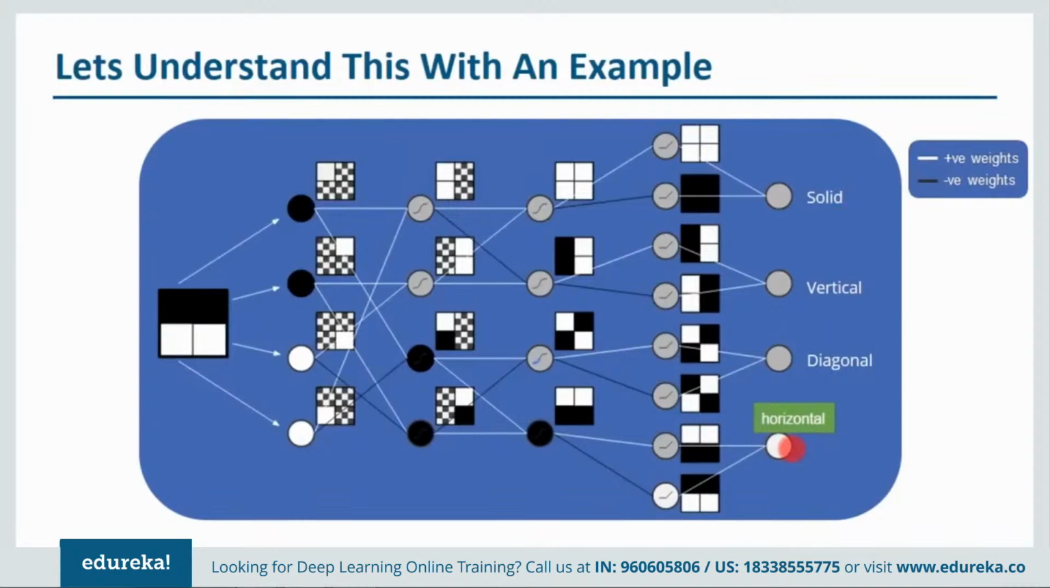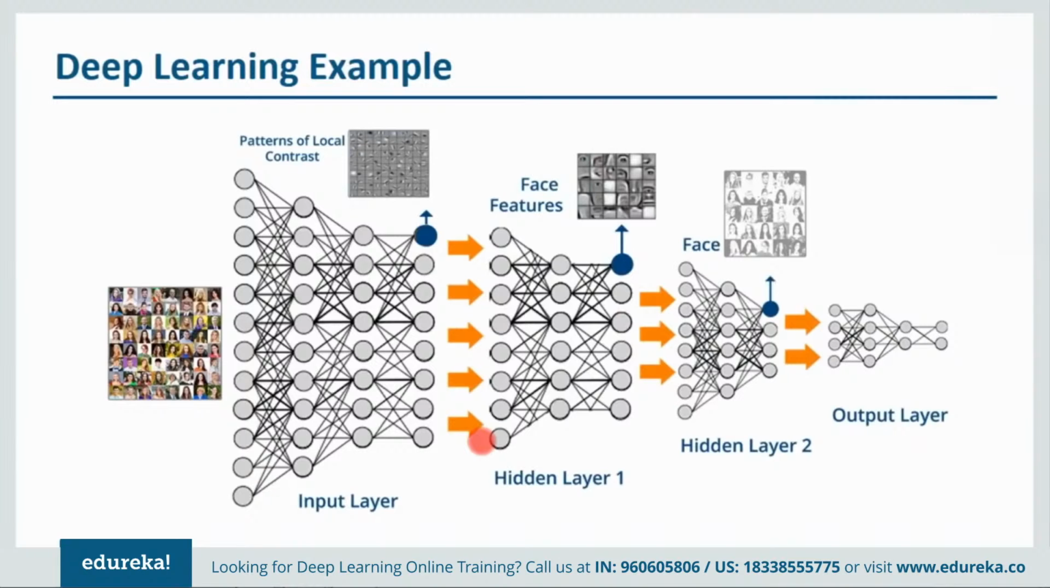And after that, we are going to calculate the difference between the actual output and the desired output, and we are going to update the weights accordingly. Now, this is just an example, guys. This is one example of deep learning where we have images. We provide this raw data to the first layer, the input layer.